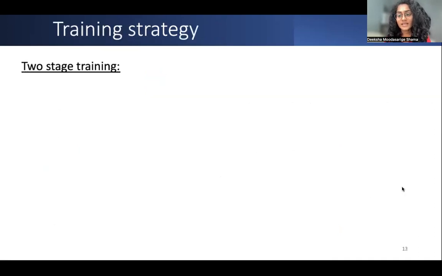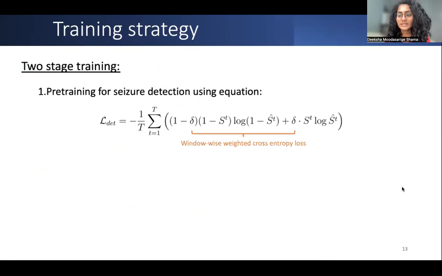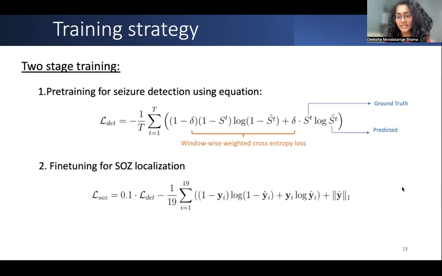We train DeepSOZ in 2 stages in our multitask learning setup. In the first step, we use a weighted cross-entropy loss for window-wise temporal seizure detection to push the predicted probability closer to the ground truth binary labels all across time. In the second stage, we fine-tune our model for SOZ localization.